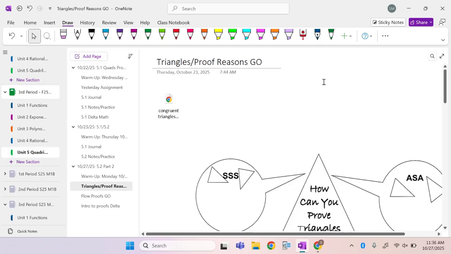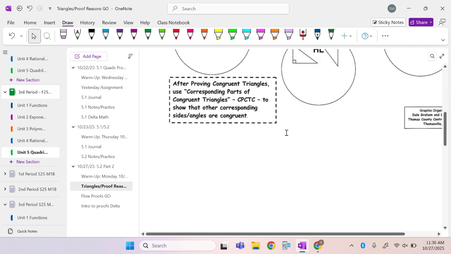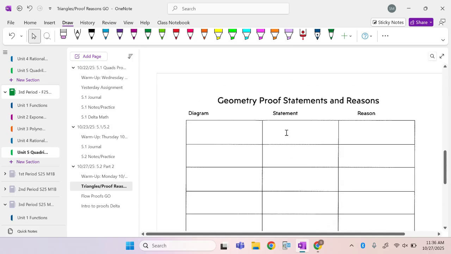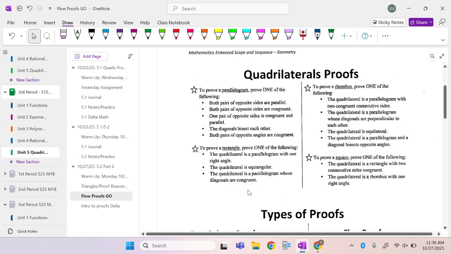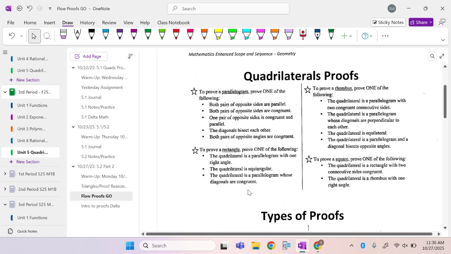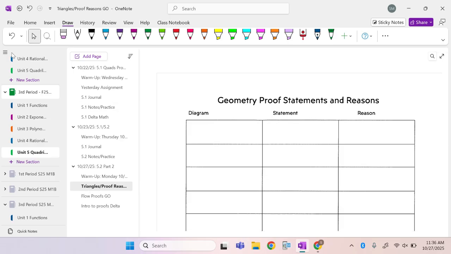All right, so the triangle one looks like this. It has the congruent triangle things on the back, this on the front, and the other one looks like this. So you need both of them out. That's what we're starting with today.